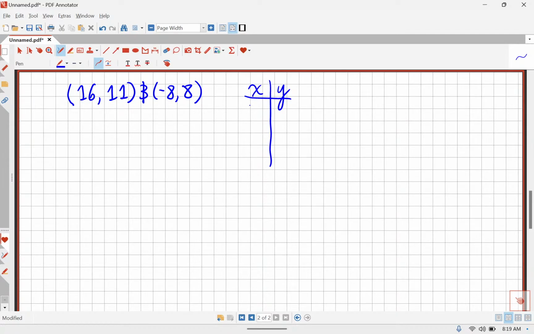Teeny tiny table. 16 and 11. And then negative 8 and 8. Okay, keep going. A decrease of 24. A decrease in 3. Oh, negative 24 over negative 20 over negative 20 over negative 3 is 8.